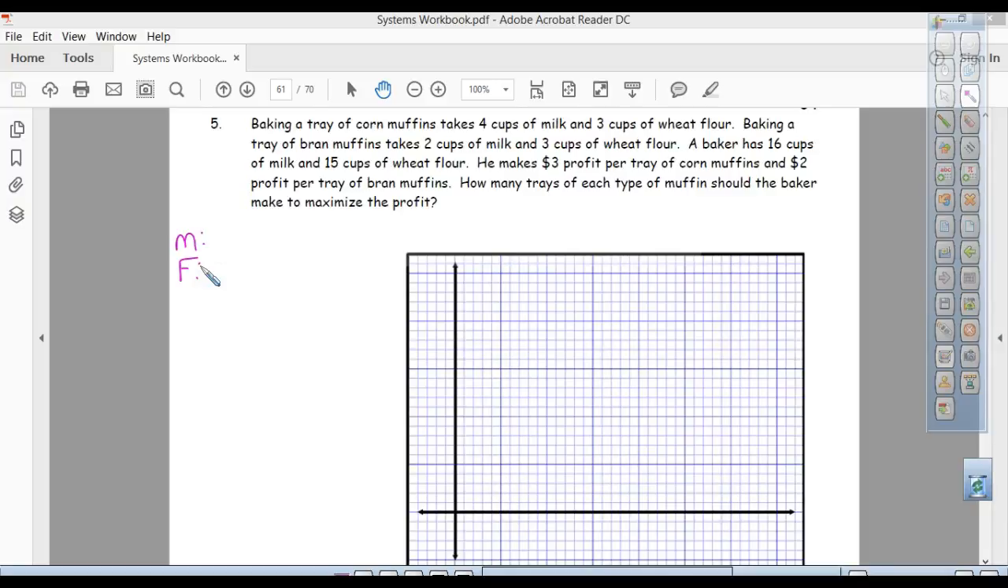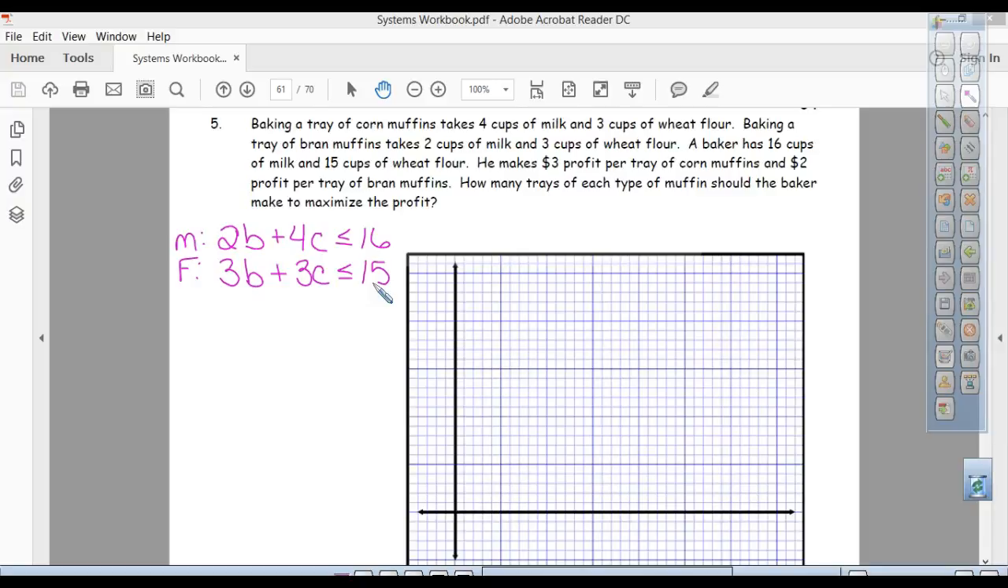With my milk, how many cups of milk does it take for my bran muffins? 2 cups of milk for my bran muffins, plus 4 cups of milk for my corn muffins, and that's got to be less than or equal to the 16 cups of milk I have. Then my flour: 3 cups for bran muffins, plus 3 cups for corn muffins, less than or equal to the 15 cups of flour I have. So my first step is to break them up, because that's how much they have, so they can't go over that.